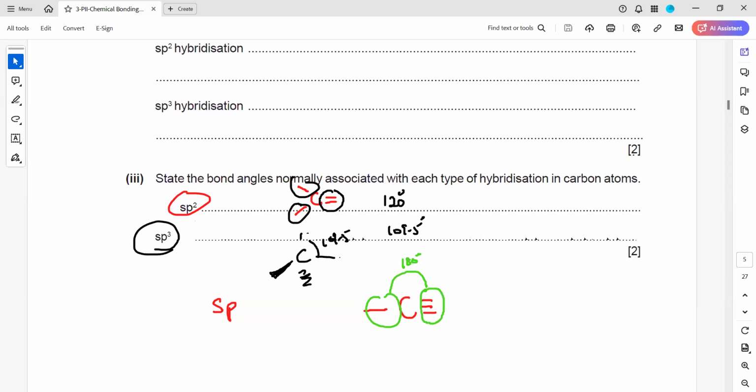So if they ask for sp angle, you can also predict that it will be 180 because carbon will form a triple bond with another atom and it will form a single bond with one. So definitely the bond angle will be 180 degrees.